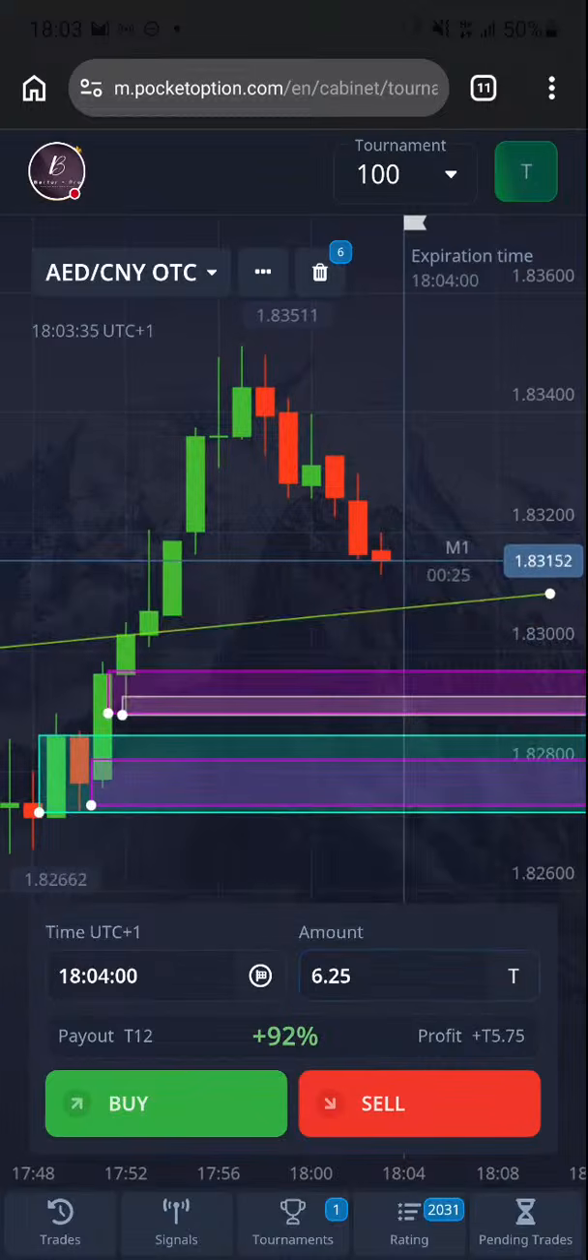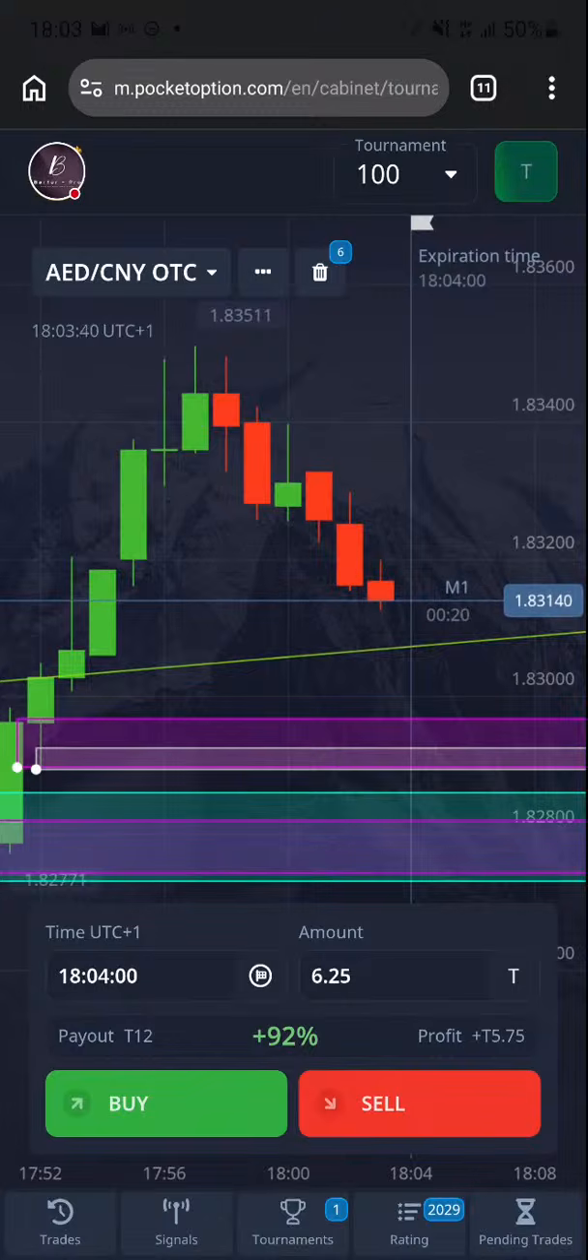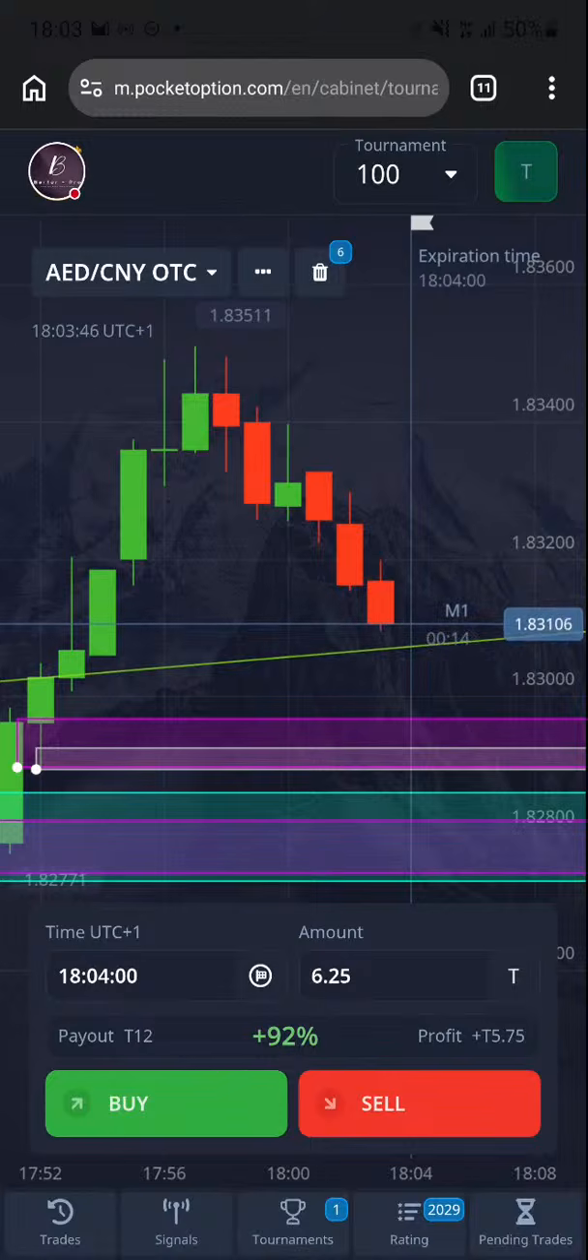Let me reduce the stake here. So if price comes, actually this one has a very, you see this round number 1.83,000. That 30 behind the 3,000 is a very strong area too.